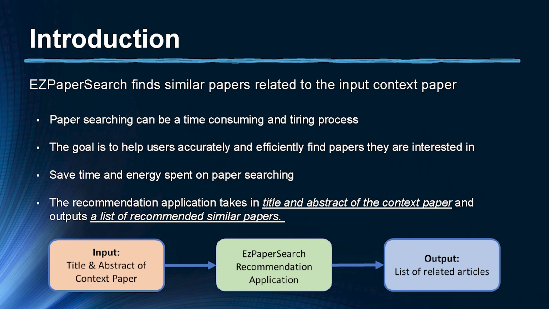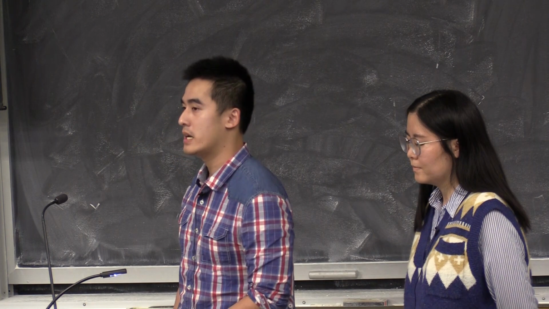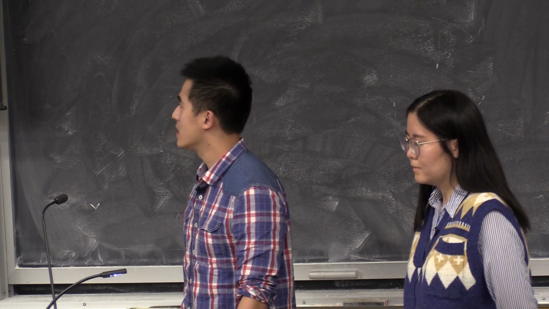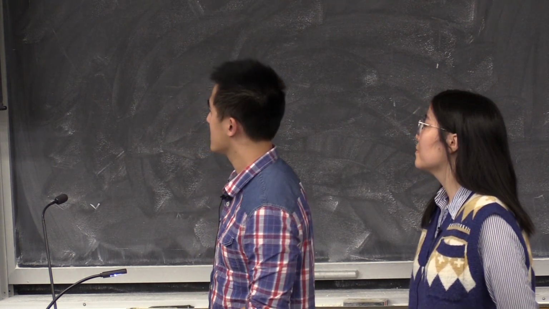So the paper recommendation application takes in the title and abstract of the context paper from the user and outputs a list of related papers as recommendations. The dataset we use is the open source S2ORC dataset. This is a very large dataset covering millions of scientific papers from various fields of study. And this dataset contains all the necessary information we needed for constructing our model. And considering the size of the dataset, only a subset of it was used for the purpose of the project.